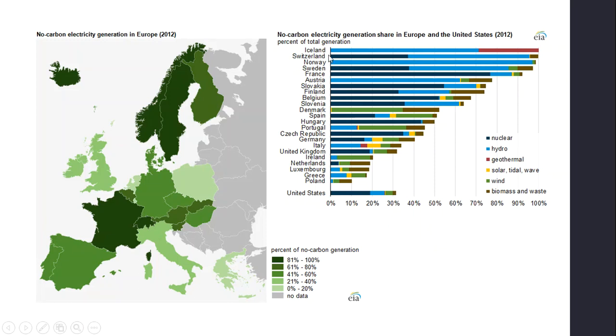And so, if you look at Iceland, Iceland has a ton of electricity generated by geothermal, which you can't do everywhere. France has almost entirely, about 80%, of its electricity generated by nuclear power.